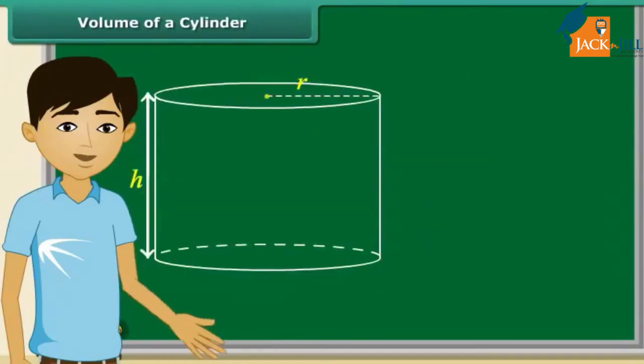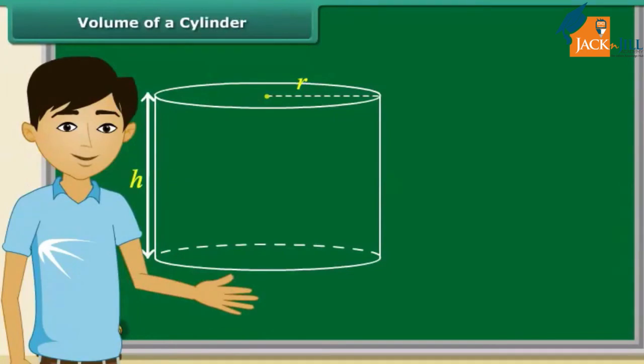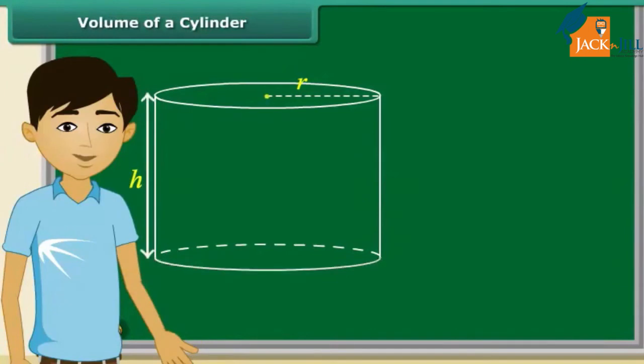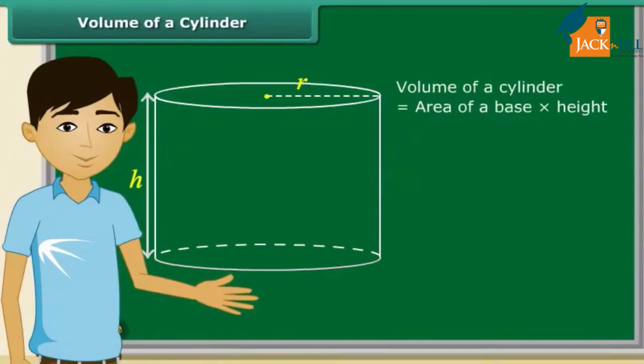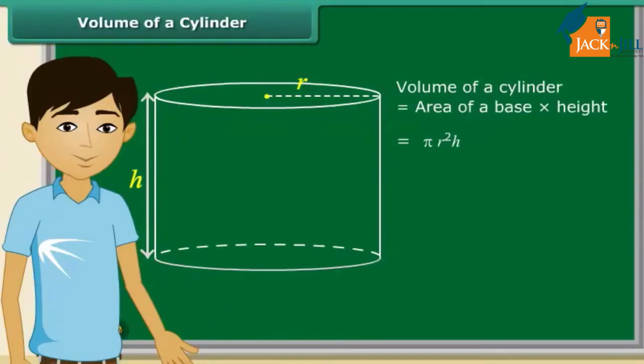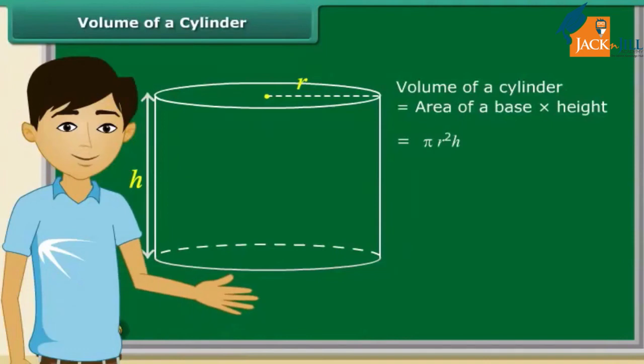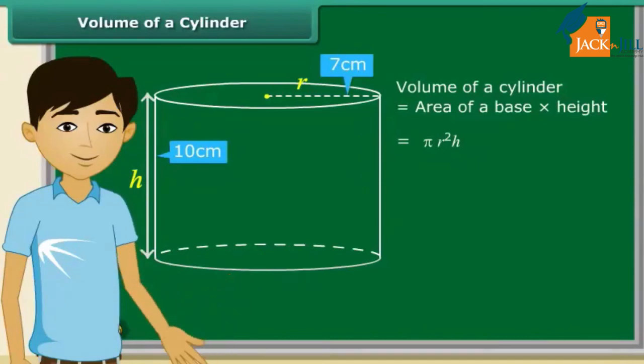Now students, we will calculate the volume of this cylinder, which is very easy to calculate. This cylinder has radius R and height H. Well, for calculating volume, we will multiply area of a base with the height. So, volume of a cylinder is equal to pi r square h. Well, let us try an example. We have a closed right circular cylinder of radius 7 centimeters and height 10 centimeters. Let us find its volume.